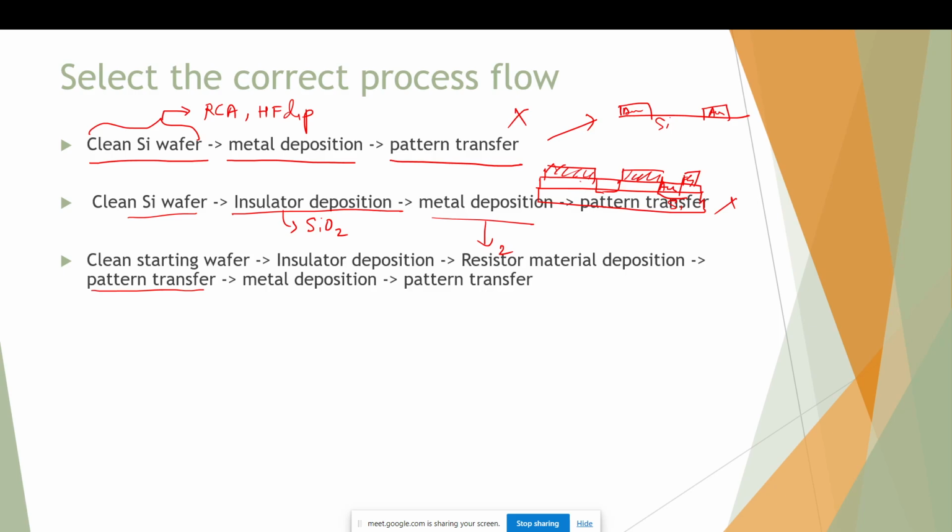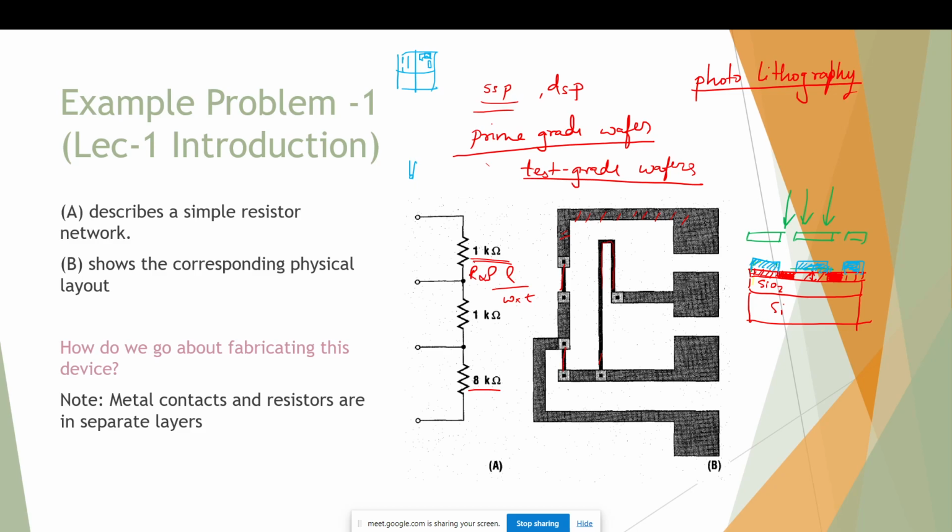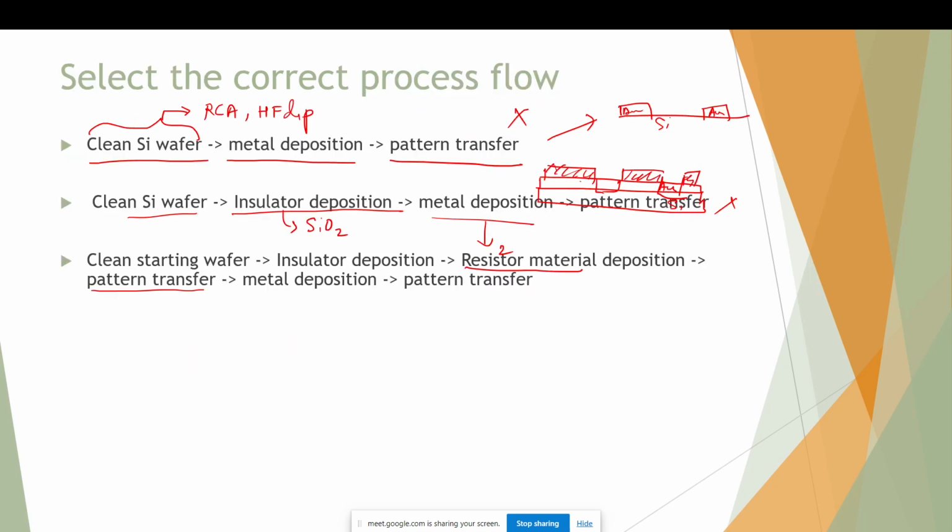So we cleaned the starting wafer. We deposited insulator to insulate it from the silicon. Then we put the resistor material. So we wrote these lines 1, 2, and 3 by doing a pattern transfer. Then we put the metal for the pads, the bigger pads, and the contacts. For those we put the metal, and then we did a pattern transfer. What might be wrong in this? Just take a guess.